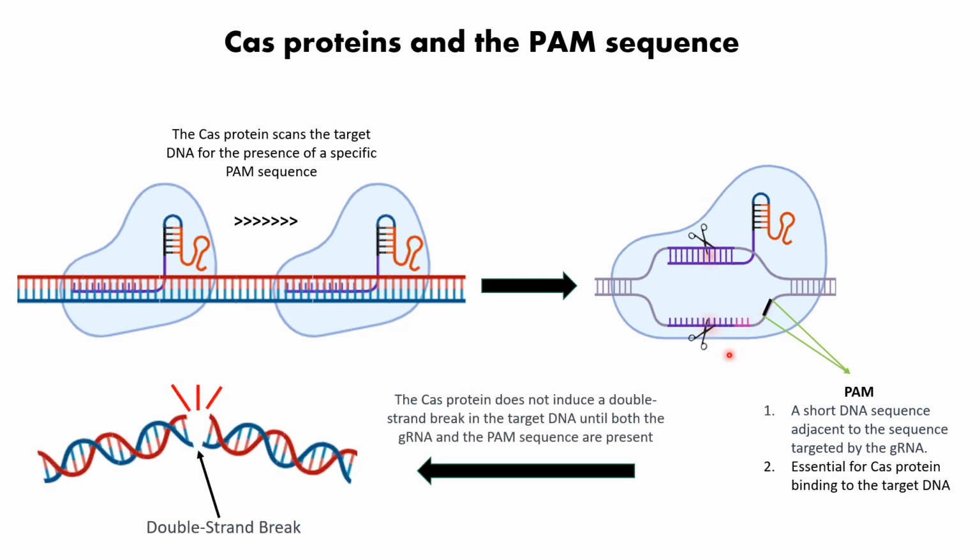However, we need to understand that without the guide RNA being able to identify the target sequence, or without the PAM sequence, the Cas protein will not cut the DNA. So these two things are very important in this sense. Okay, just always bear it in mind. The Cas protein needs to identify the PAM sequence, and the guide RNA needs to identify the target sequence in the DNA as well. Okay?